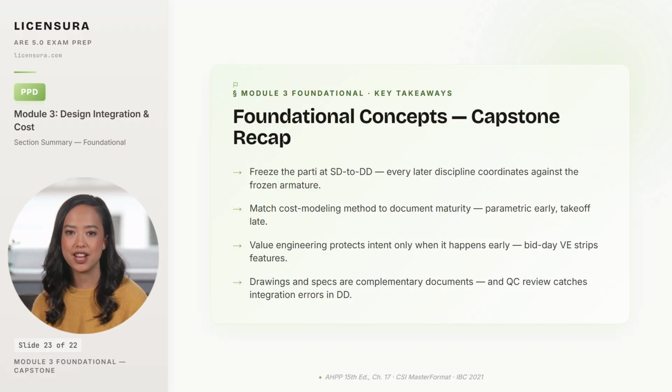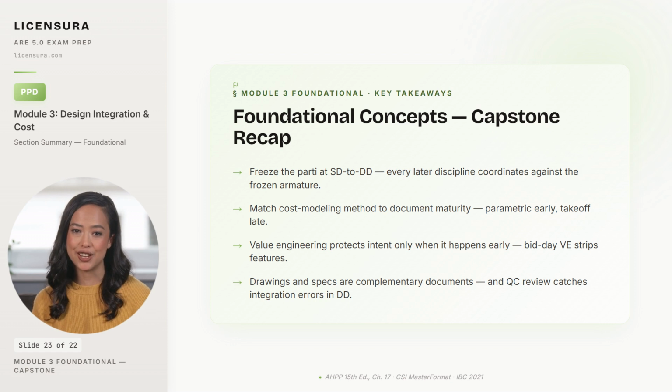Take away from the foundational arc the integration rhythm itself, rather than a list of facts. The party freeze at the SD to DD transition turns the massing and the underlying design intent from negotiable creative options into the fixed armature that structural engineers can size against, mechanical engineers can route against, and the envelope can be detailed against. The cost modeling cadence shifts as the documents harden.